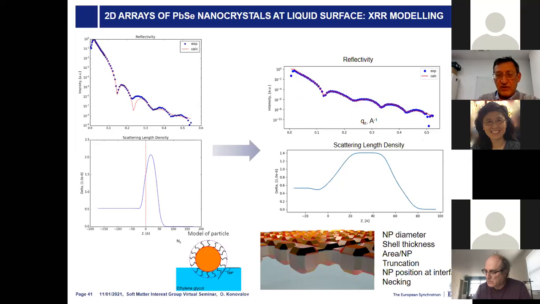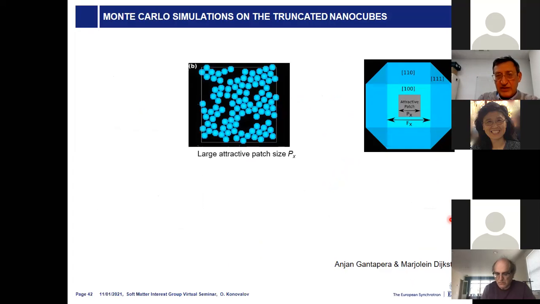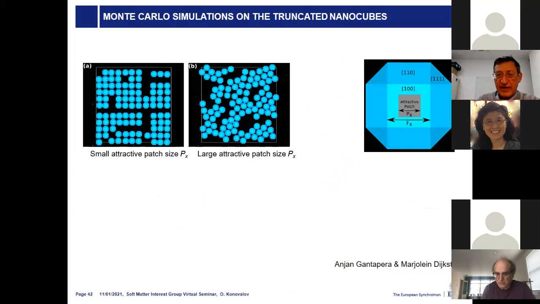And alongside all these measurements, some of our colleagues made a Monte Carlo simulation and tried to understand what the phase diagram of the interaction is. It was a quite simple model: we take the facet which interacts between the neighbor nanoparticles, and we put an attractive patch which has a certain percentage of this area. So the larger this patch, the stronger the interaction. The smaller patch, the weaker the interaction.